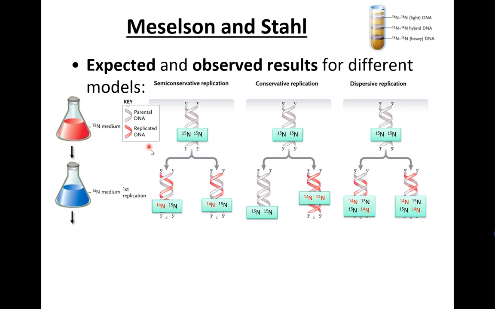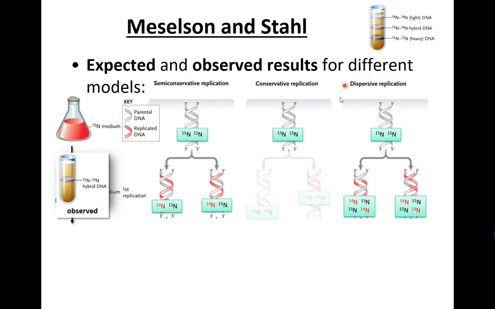What did they see? Well, they took the DNA and what they saw is this. They indeed see only a middle band here, a band that would correspond to a hybrid DNA, something that contains both N15 and N14. Therefore, these data that they observe support only what you would expect from the semi-conservative replication and the dispersive replication. By doing that, they excluded the conservative replication. Still, this does not exclude the dispersive or the semi-conservative replication model.